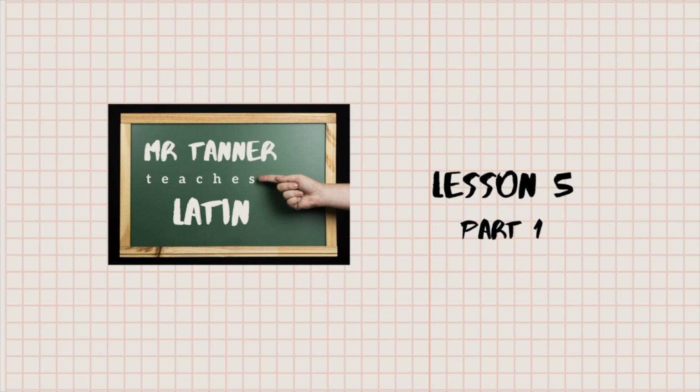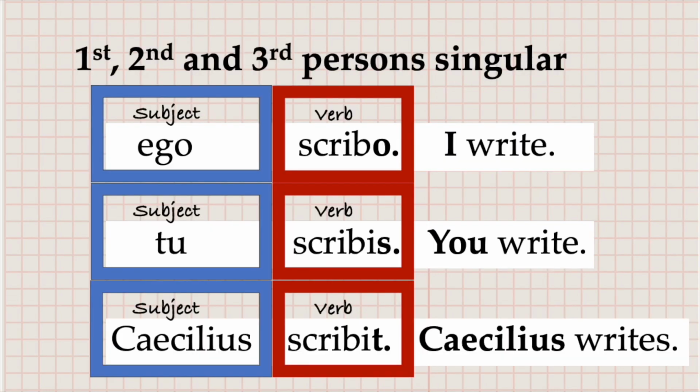Okay guys, so today is a two-parter. This is part one of lesson 5. And in this part we're going to be looking at verbs. So just remind yourself about these three verb endings here. First person singular, I write, scribo. Second person singular, you write, scribis. And third person singular, scribit, Caecilius writes.